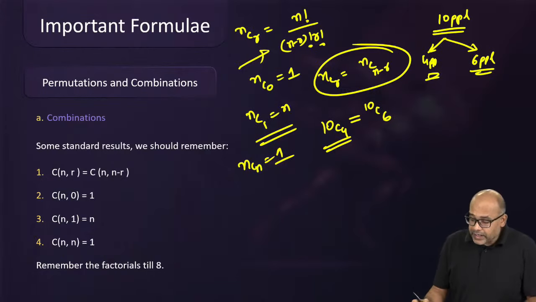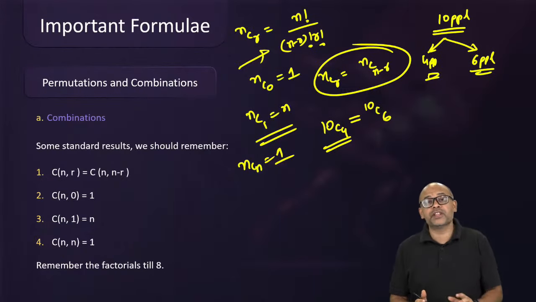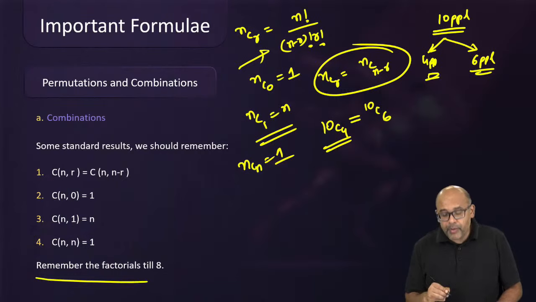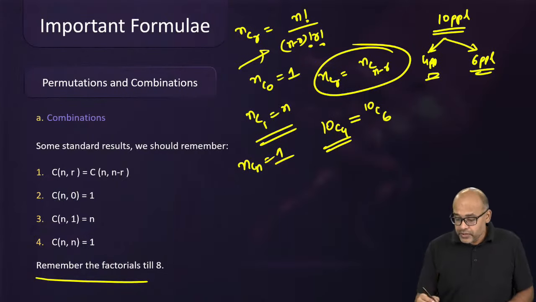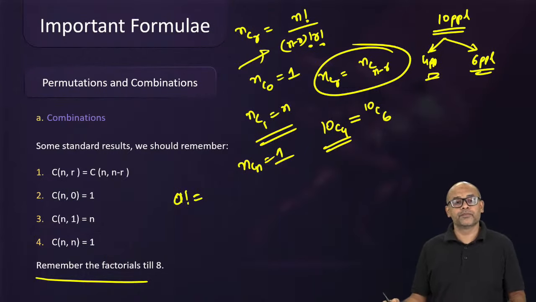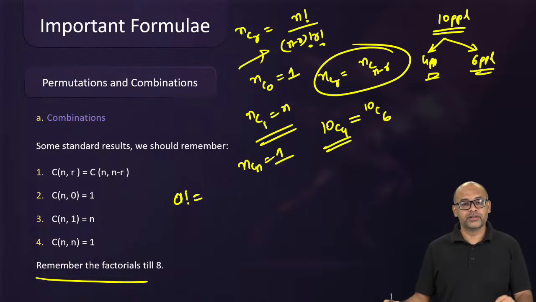Okay. And to help you in your calculations faster, make sure that you remember your factorials till 8. At least I would say remember till 7. So what is your 1 factorial? In fact, 0 factorial. What is 0 factorial? Anyone? Quickly. 0 factorial is how much?